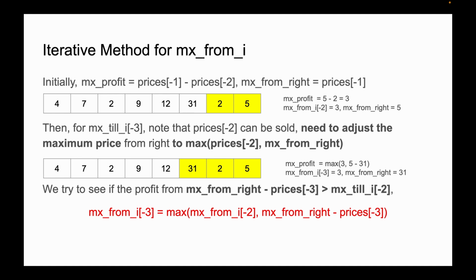In this example below, the maximum profit for the minus third index is going to be the maximum of the previous profit, which was 3, and 5 minus 31. And now we notice that 31 is larger than the previous maximum from right of 5, so we set the maximum from right to be 31 instead. Similar to the previous case, we keep updating the maximum from right as we move from the right to the left of the array.